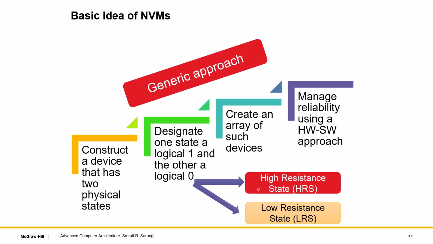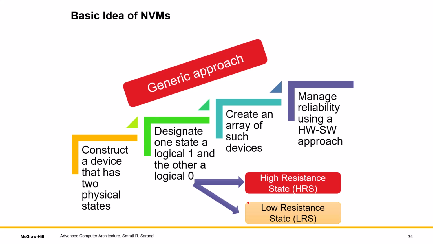There is a single standard approach that you take for all such memories. And of course, the technology can vary, but as I said, the high level approach is still the same. You construct a device that has two different physical states. You designate one state as a logical 1 and the other as a logical 0. Typically, this is a matter of convention. This is not a hard and fast rule that you have two states, high resistance and low resistance. We will see that one is assigned to a logical 0, other to a logical 1 kind of consistently, but as I said, it's not a hard and fast rule.